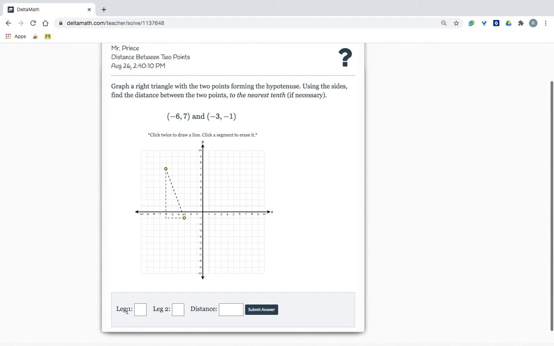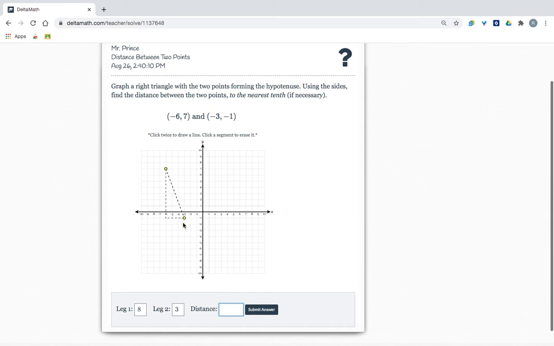It's going to ask me, it says leg 1, you want to write a value in there. You've got to count the boxes and see how far each leg is. It doesn't matter which one you use for leg 1 and leg 2. So I got 1, 2, 3, 4, 5, 6, 7, 8 boxes. I'm going to say that's leg 1. Now I'm going to move on to leg 2. I got 1, 2, 3 boxes there. And now I can calculate the distance.